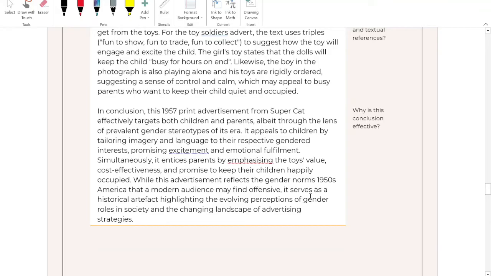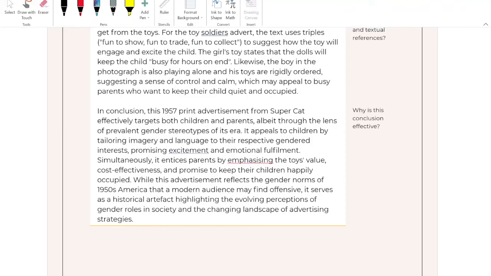In conclusion, this 1957 print advertisement from Supercat effectively targets both children and parents, albeit through the lens of prevalent gender stereotypes of its era. It appeals to children by tailoring imagery and language to their respective gendered interests, promising excitement and emotional fulfillment. Simultaneously, it entices parents by emphasising the toy's value, cost effectiveness, and promise to keep their children happily occupied. Whilst this advertisement reflects the gender norms of 1950s America that a modern audience may find offensive, it serves as a historical artifact, highlighting the evolving perceptions of gender roles in society and the changing landscapes of advertising strategies.